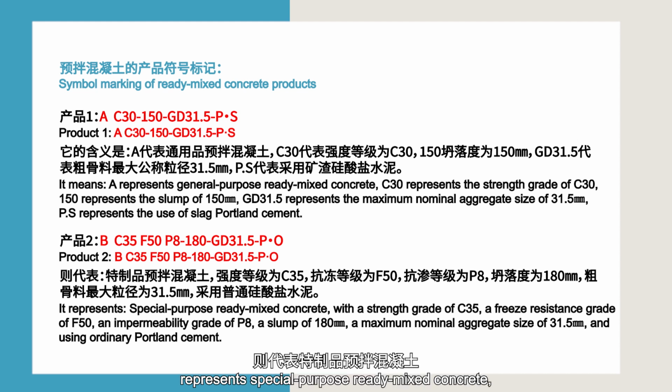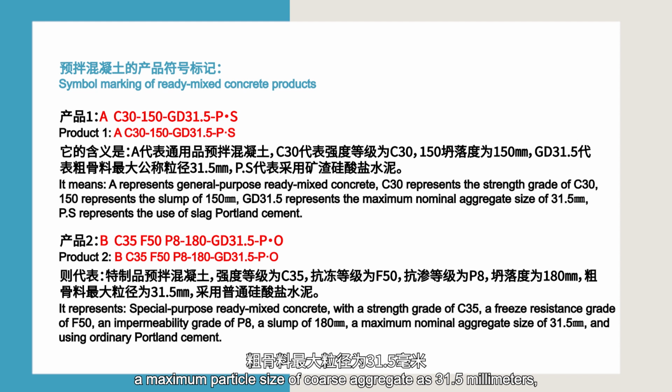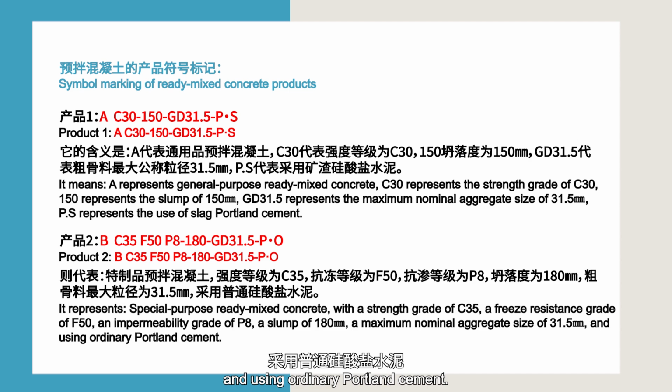Product 2. PC30F50T8-180-PD31.5-PO represents special purpose ready-mixed concrete with a strength grade of C30, a freeze resistance grade of F50, an impermeability grade of P8, a slump of 180 millimeters, a maximum particle size of coarse aggregate as 31.5 millimeters, and using ordinary Portland cement.